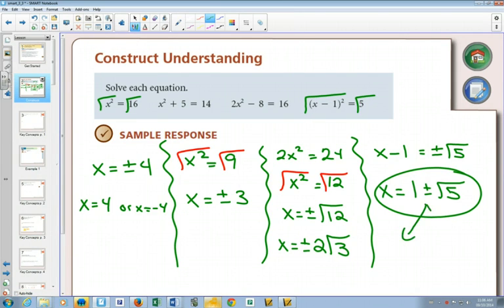If you wanted to find on your calculator what those answers were, one of them would be with the plus, and one of them would be with minus.